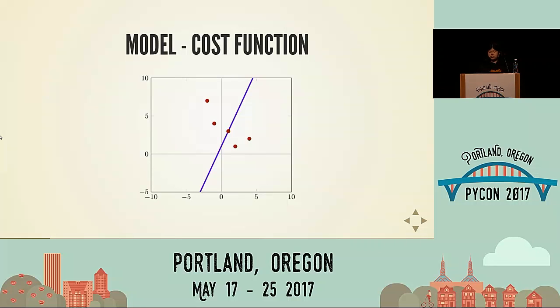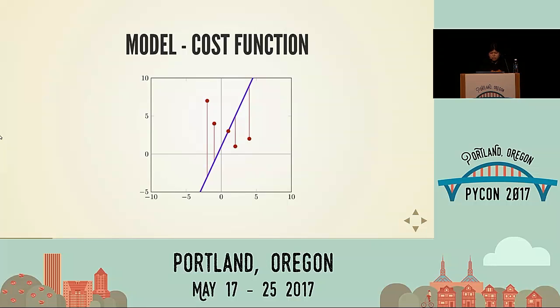Now, the next ingredient we'll need is a cost function, also called a loss function. And we need this to measure how good or bad a set of parameters is, how close our predictions are getting to the actual values. For example, this is a really badly fit line. We can see that, but how do we measure it?